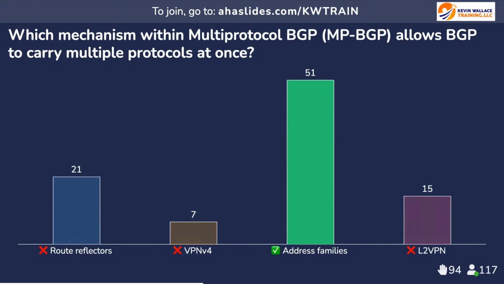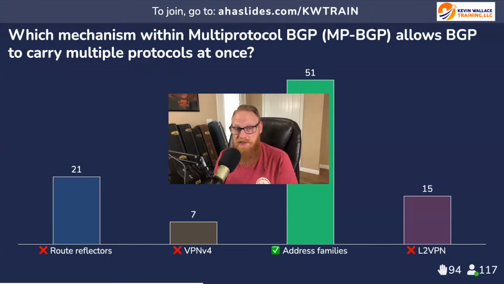And our time is up. And looks like the majority has it absolutely correct. The correct answer is indeed address families. So when it comes to BGP, lots of BGP in that NARCI blueprint. So you got to know a lot about that. Address families are what allow multi-protocol BGP or MP BGP to carry multiple protocols at once.